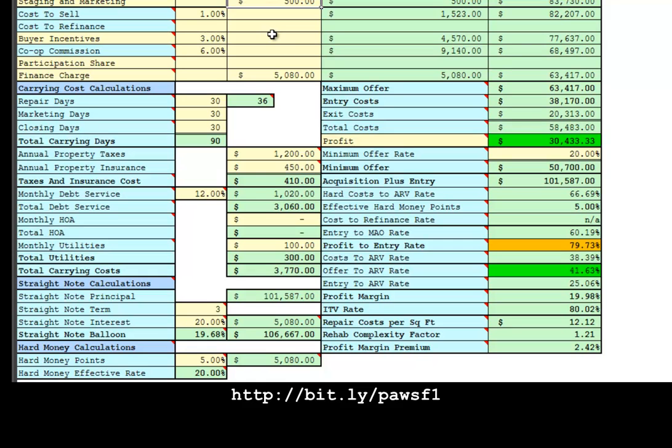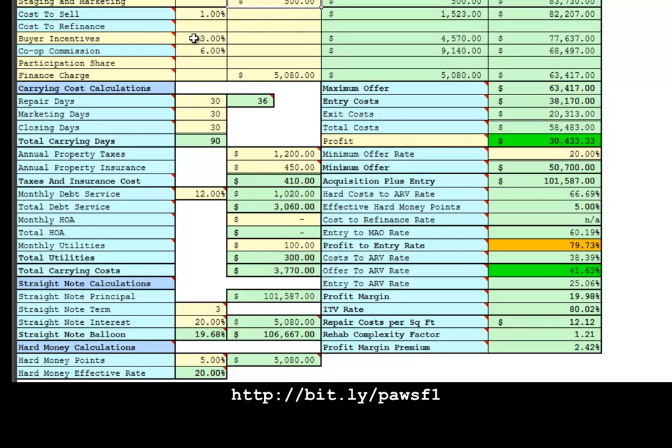When we are exiting the project, we have costs on the way out that are soft costs. Cost to sell, about 1% of the ARV to sell the property. This is to cover the paperwork for the closing agent, the title company, or the attorney that will close the transaction to the retail buyer. If you were renting the property and refinancing it with long-term, low-cost finance, there would be a cost to refinance instead, so you'd plug in the value here.